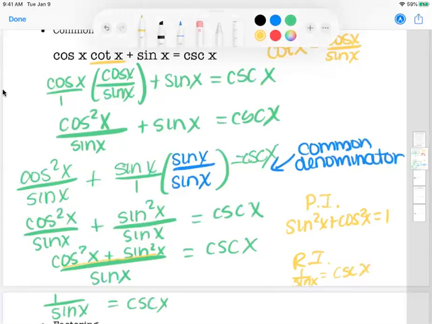So from there, I have cosecant x. I ran out of room, but we do need to write that last final step where you have the same quantities on both sides of the equation. So I have cosecant x equals cosecant x. Check, I'm done.